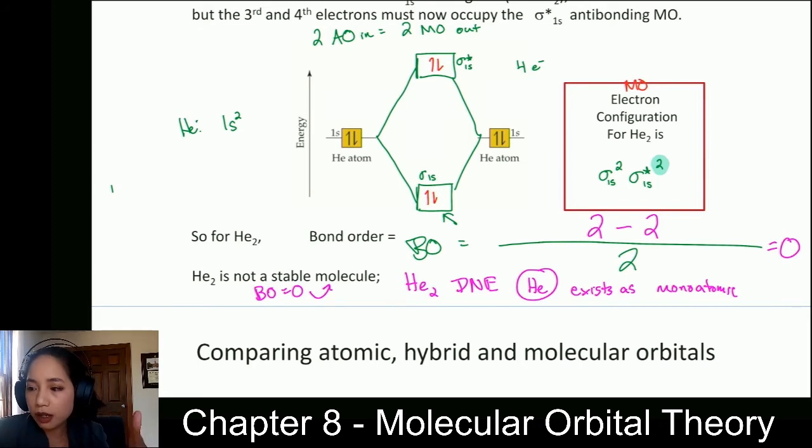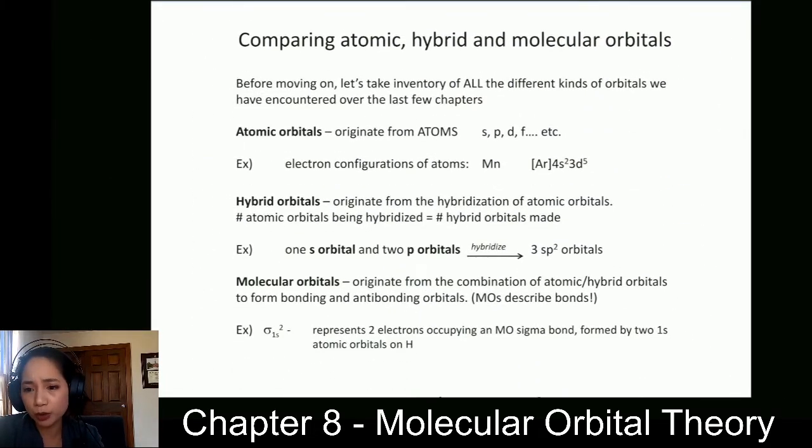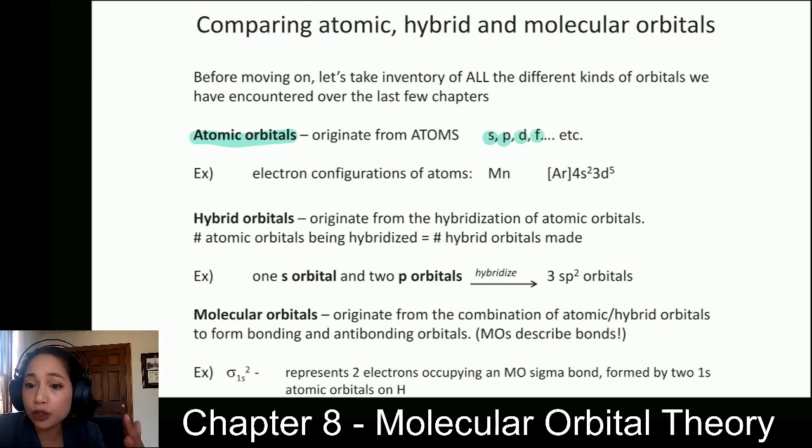So there's a lot of different orbitals that we've talked about in this chapter. Let's just do a quick overview of all the different types of orbitals we've talked about: atomic orbitals, hybrid orbitals, and now molecular orbitals. Atomic orbitals come from atoms. The letter designations for atomic orbitals come off of the periodic table: our s, p, d, f, etc. Those are all atomic orbitals.